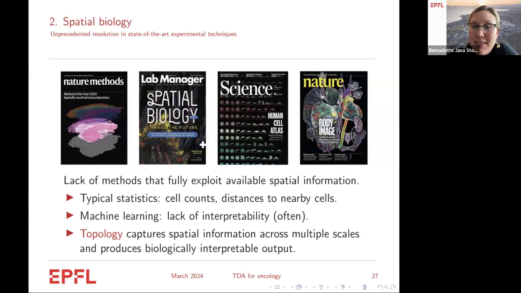So again, from a topology perspective, it looks like topology can really bring something to the table here, because we can capture spatial information across multiple scales, and we don't lose interpretability. So it seems like a natural kind of application if we manage to encode these spatial relationships.